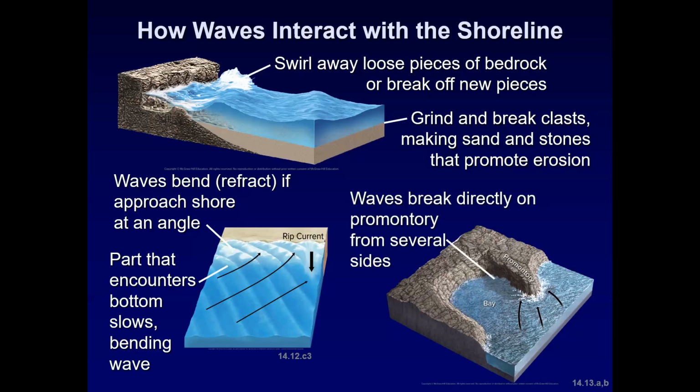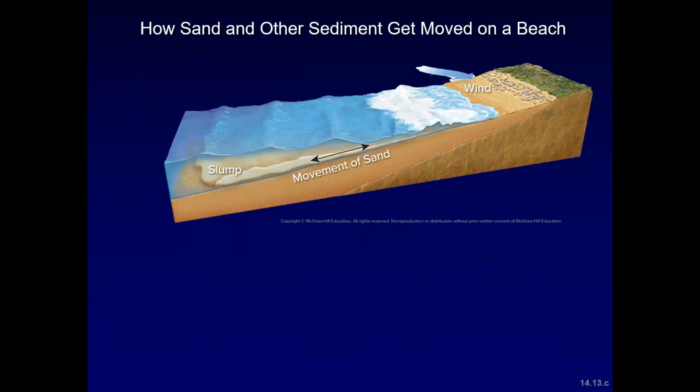Waves can break directly on this promontory surface from several sides. The bay here is probably going to be protected from most of the waves because they're hitting this surface instead. So, how does sand and other sediments get moved on a beach? You have movement of sand, see, with these waves.